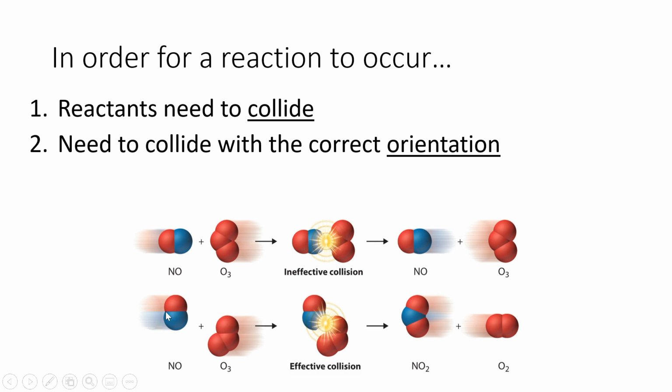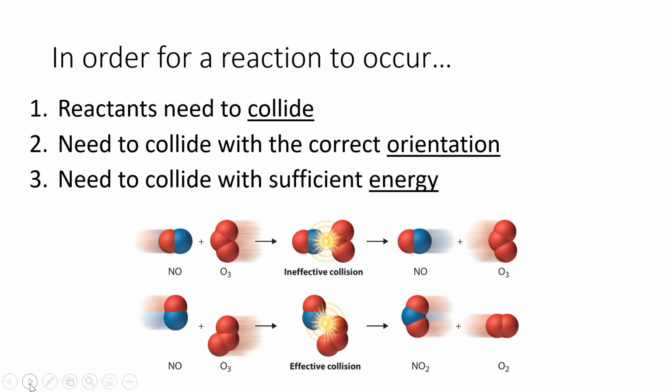And they need to collide with the correct orientation. So like if we want to form a bond between two oxygen atoms, we need to have those collide. Or in this case, we're going to have an oxygen collide with a nitrogen to form a bond there. So they need to collide with the right orientation in order to result in the right products there. And they also need to collide with sufficient energy. So these reactions involve breaking some bonds and forming some new bonds. They need to have sufficient energy to get those initial bonds broken and get that reaction going.